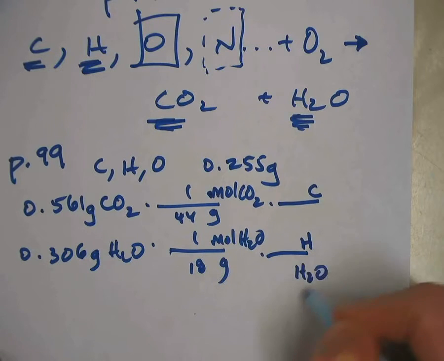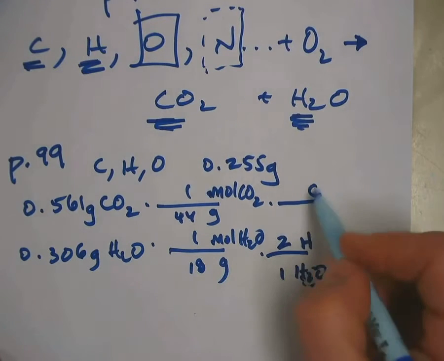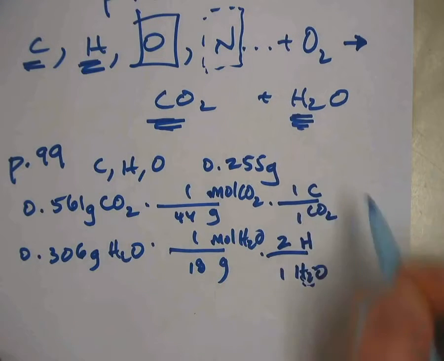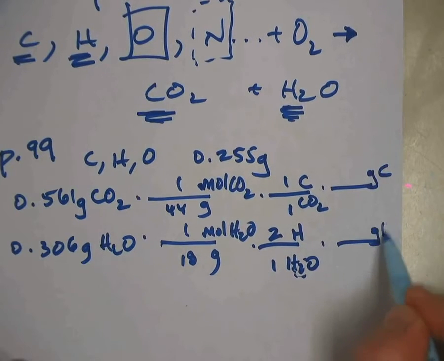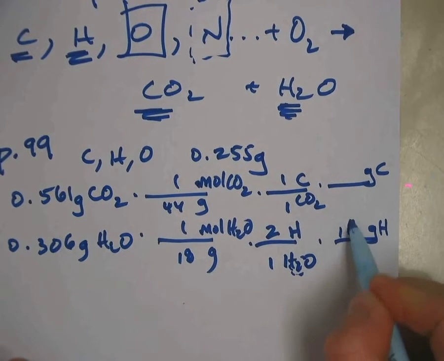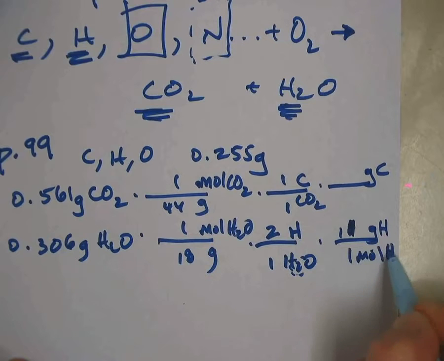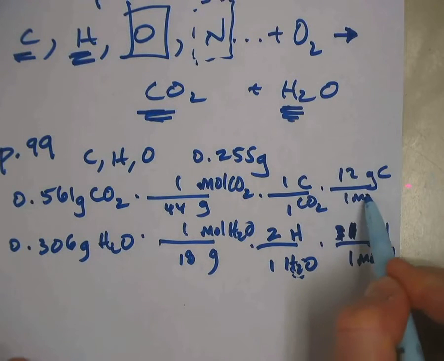And in H2O, this is the tricky part, there are 2 hydrogens. Notice this small little 2 down here. And in CO2, there's 1 carbon. And then lastly, convert to grams of carbon and grams of hydrogen. And of course, there's 1 gram in 1 mole of H, that's from the periodic table, and there are 12 grams in 1 mole of carbon.